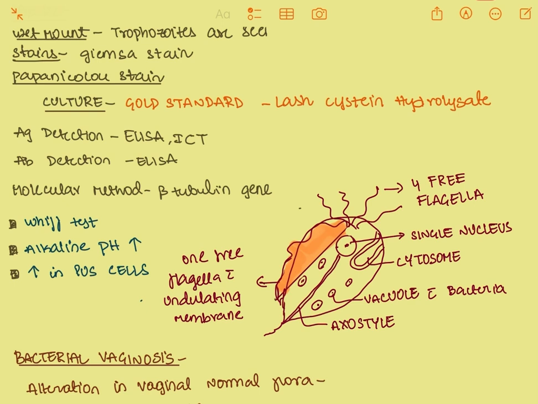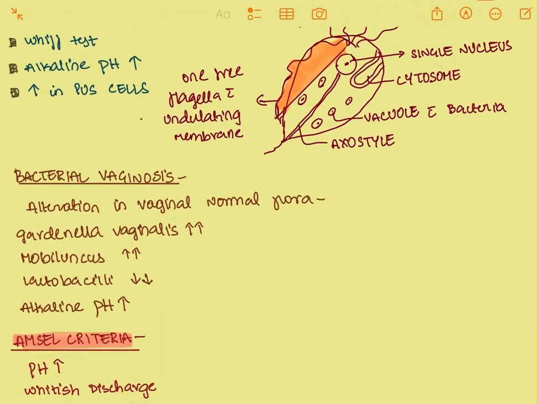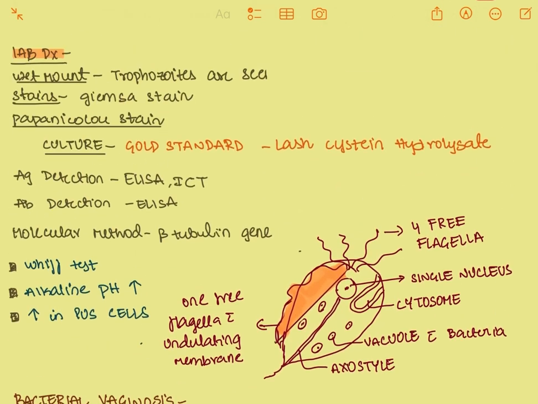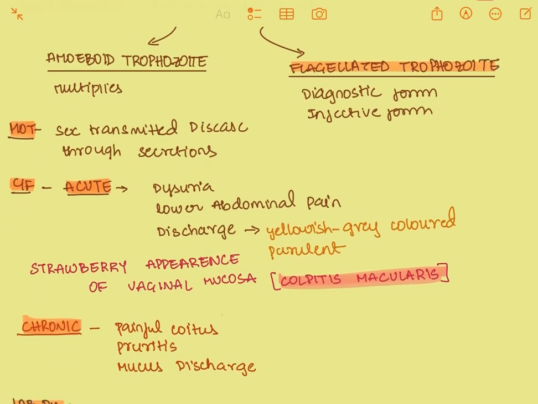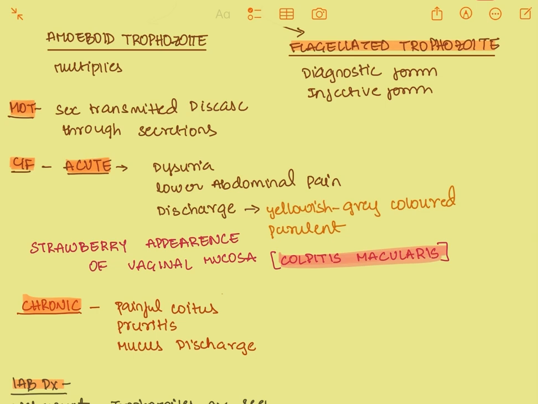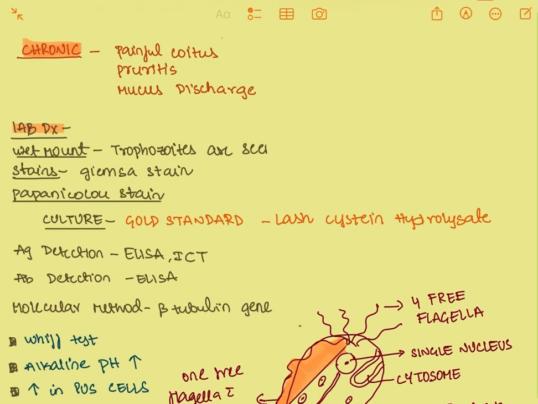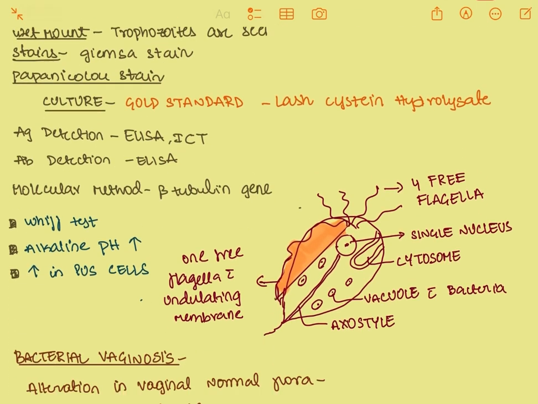You have four free flagella, and one flagellum is attached through the undulating membrane. You also have the central nucleus, cytoplasm, and food vacuoles. The vacuoles are ingesting bacteria, so you can see that as well. Before coming to bacterial vaginosis, what are the things to remember here? One is the flagellated trophozoite, another is the yellowish greyish colored discharge, colpitis macularis, meaning the vaginal mucosa appears like a strawberry. You can also see pruritus. Just remember, pus cells are also increased.